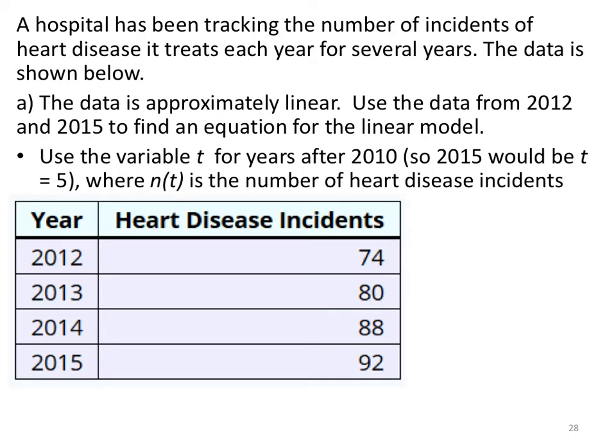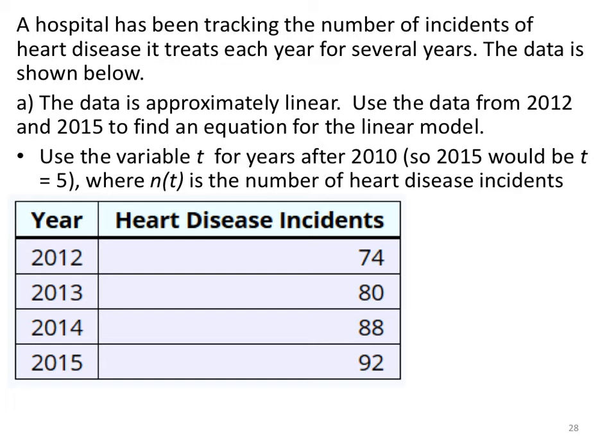A hospital has been tracking the number of incidents of heart disease it treats each year for several years. The data is shown below. The data is approximately linear. Well, that's okay, because you could draw a line of best fit if you wanted to, but we don't need one in this case because it says, use the data from 2012 and 2015 to find an equation for the linear model. Okay, here's what that means, you guys.